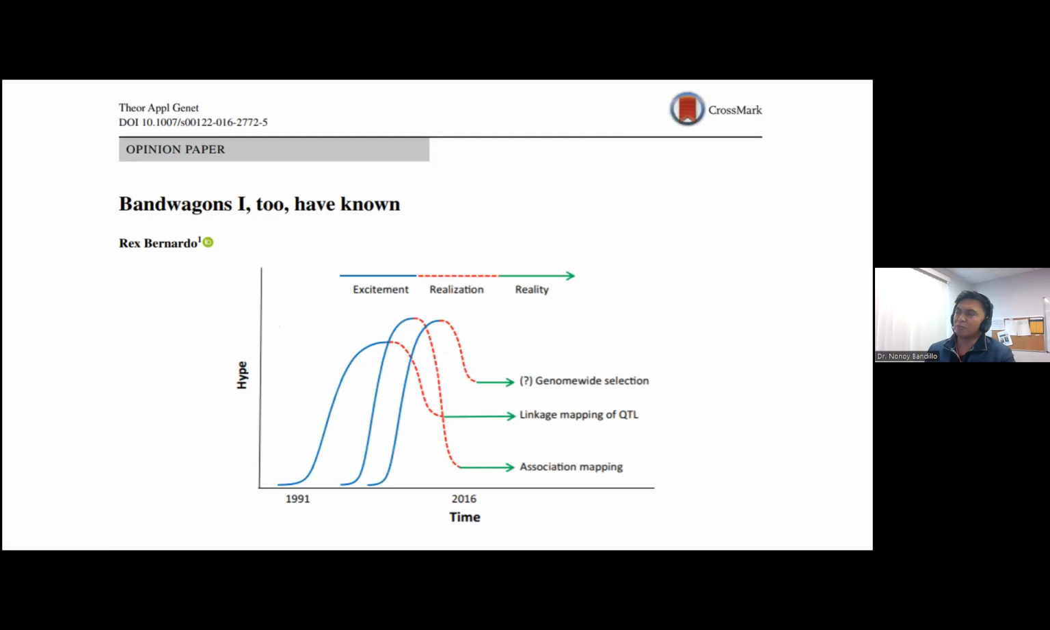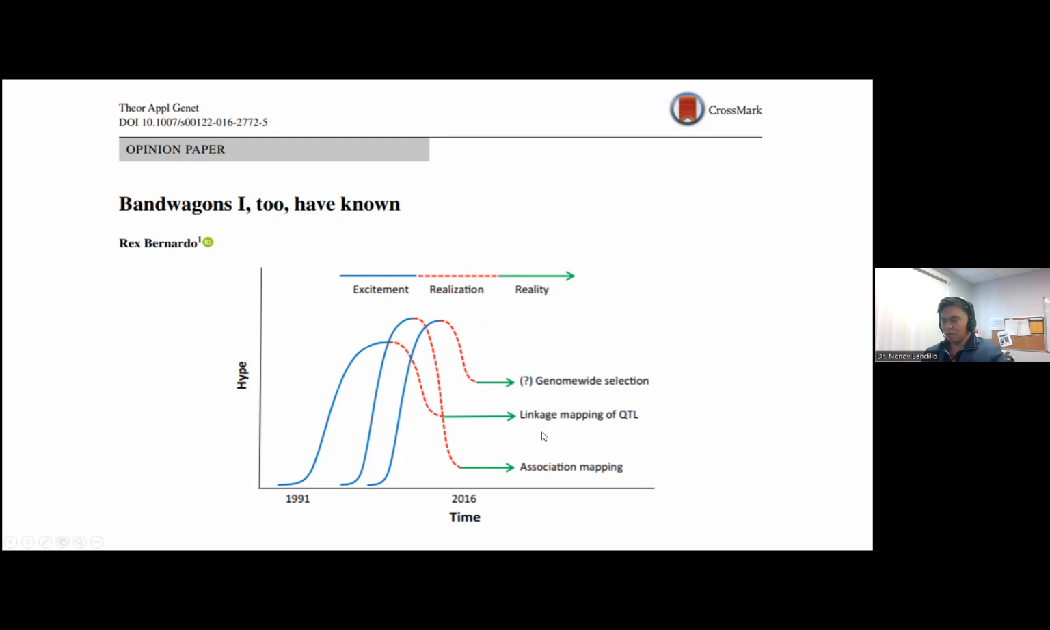And I think this is the last slide. I'd like to end with this, okay? Every technology that comes to the community comes with a hype, or excitement, if you will. And if you haven't read this paper, I would encourage you to read Dr. Rex Bernardo's paper. It's really awesome perspective and insights. And every technology comes with 3 phases: the excitement phase, the realization, and the reality, okay?